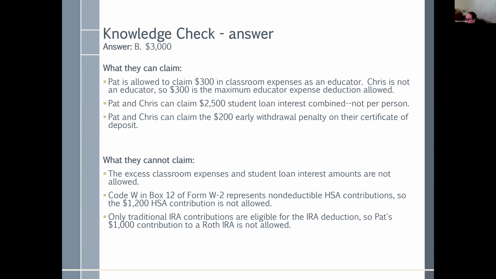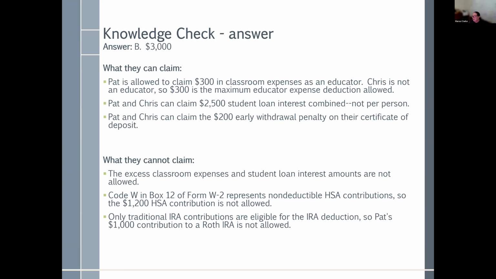Okay, so the answer is 3,000, which is nowhere near as much as it seems like it should be, right? It completely sucks, but it's still 3,000 they don't have to pay taxes on, which is better than nothing for sure. So how did we figure that out? The first one is for Pat. She only gets $300 in expenses as an educator. She's the only one that worked as an educator, so she only gets $300. If Chris had also worked as an educator, then it could have been 600, but only Pat worked as an educator, so they only get 300 bucks.